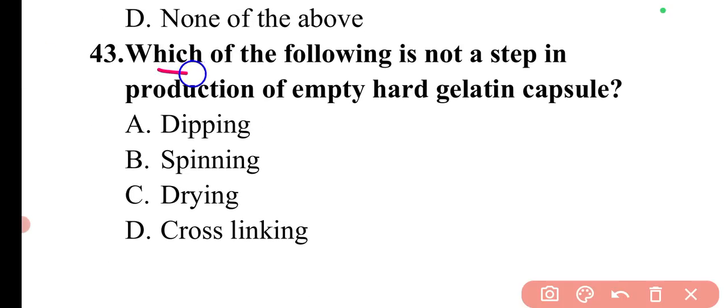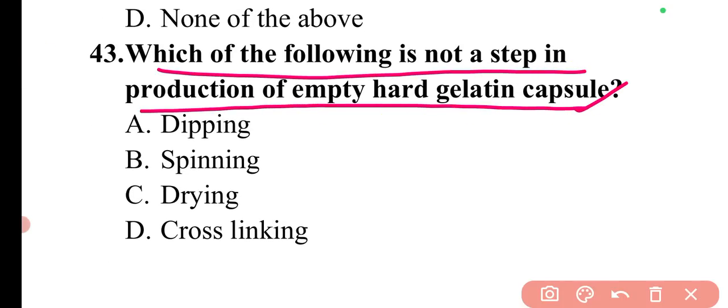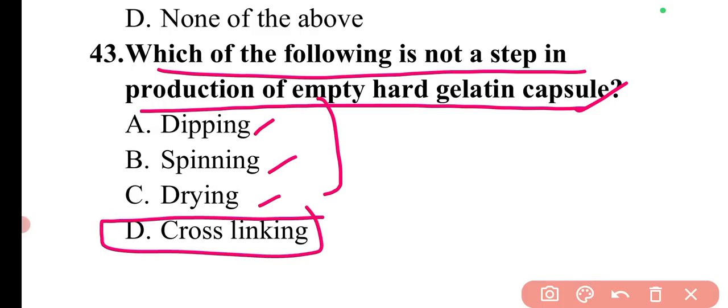The next question is, which of the following is not a step in production of empty hard gelatin capsule? In the production of hard gelatin capsule, there are different steps involved. Dipping, spinning, drying, these are the important steps in the production of hard gelatin capsule. Cross linking is not one of the steps. So here option D is correct.